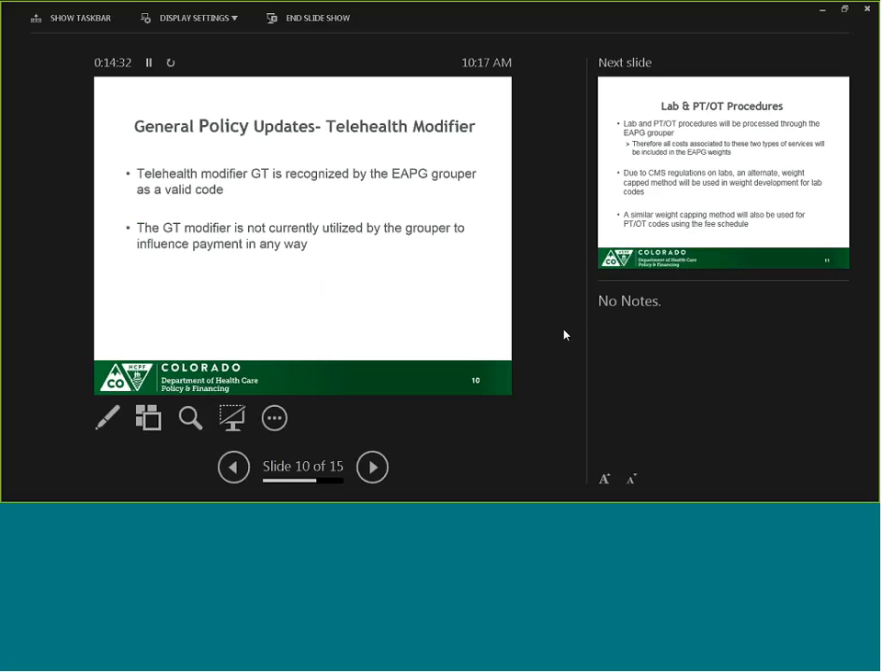The only place where the GT modifier currently influences payment in Colorado Medicaid is on the professional claim form, the 1500. And if you want any more details on how that works with that claim form, it's all in the billing manual right now.